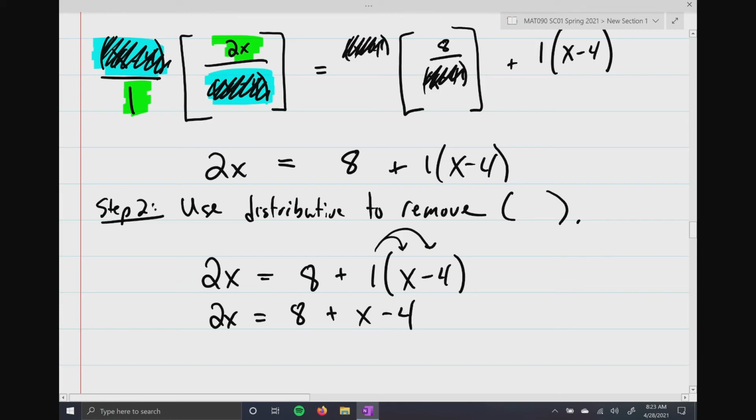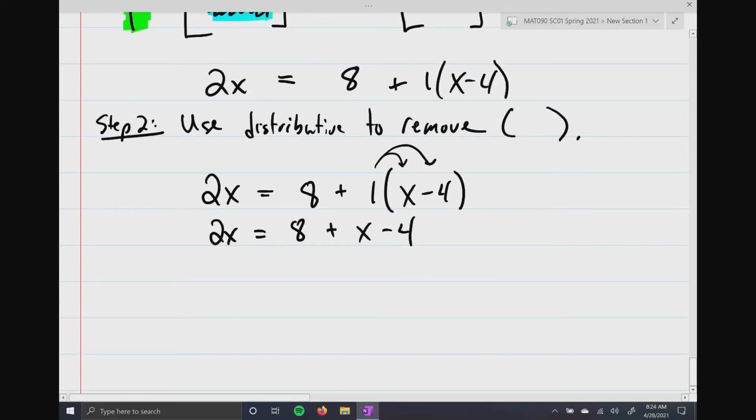All right. From here, can anybody tell me what type of problem I have? What type of problem do I have? Linear. How do you know that? It's just x, there's no exponent. Perfect. The exponent on the x is just a 1. In other words, you don't see x to the second power or anything like that. So I know this is linear. So I go through my steps of solving linear equations.